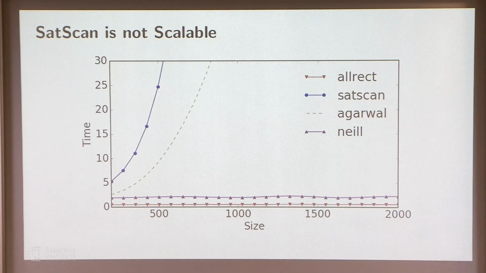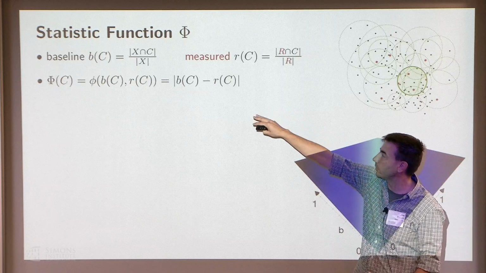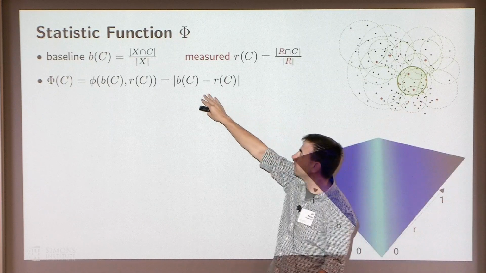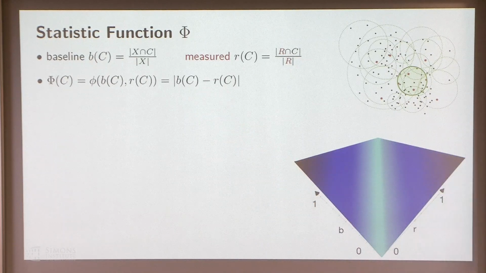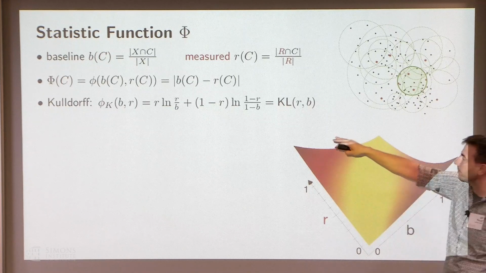So back to this statistic function. The way to think about this is if I fix one cluster or one range here, I look at the fraction of the baseline points in the range and the fraction of the measured points in the range. The function might as well be the absolute value of the differences of these fractions of the points. This is not what's used in the statistical setting. They usually use what's called the Kulldorff scan statistic, or there are other variants of this, which is a more complex function of these fractions.